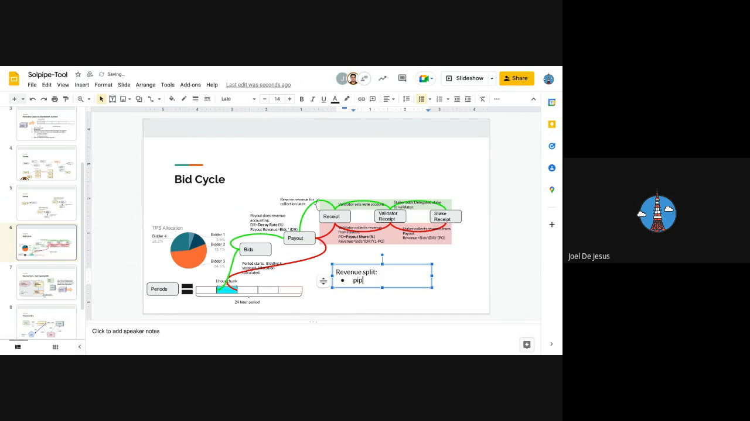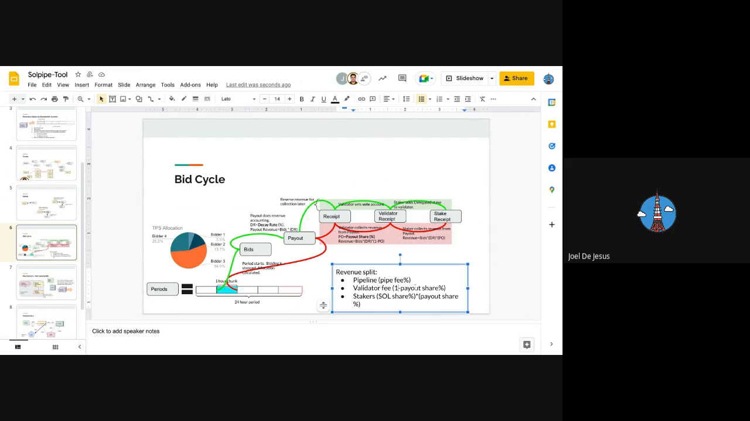It's going to be between the pipeline, pipe fee, which is a percent. There's going to be a validator fee, which is, I guess, 1 minus payout share. And then there's going to be stakers, which is Sol share percent times payout share. Does that make sense?